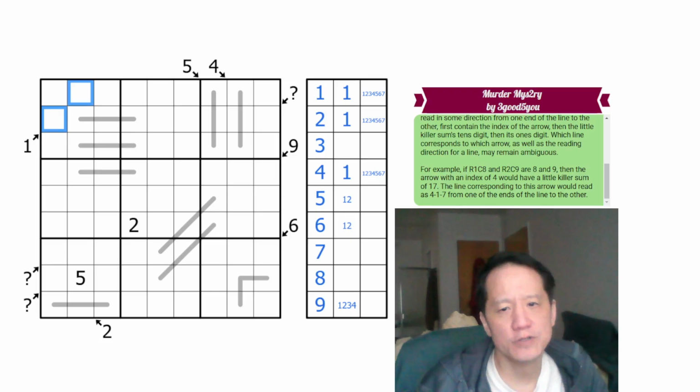We do know these digits cannot be 1. That's all we know. These digits cannot be 1, and these digits cannot be 1.